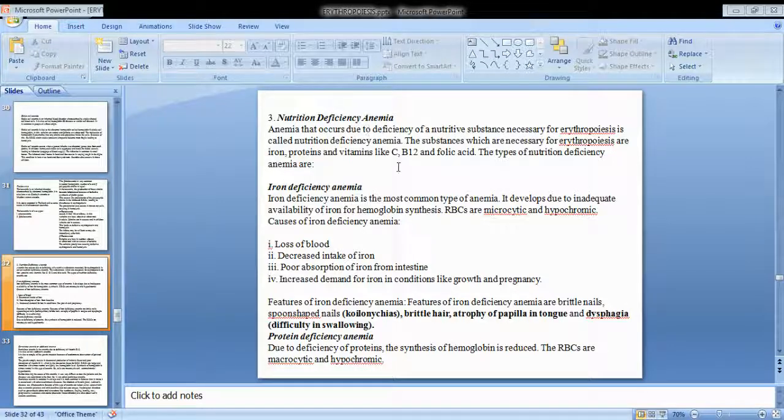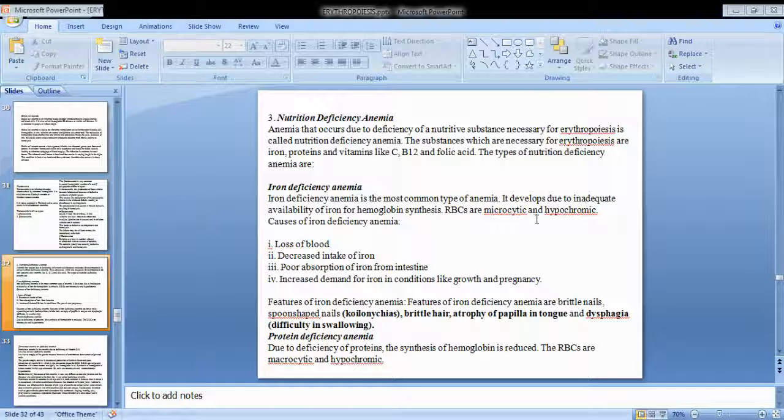Next is nutrition deficiency anemia. In this, the process of erythropoiesis, formation and production of RBC, gets affected because of the deficiency of nutritive food, that is iron, protein, vitamins like C, B12 and folic acid. When these substances are absent or lesser in the food, it will lead to nutrition related deficiency anemia. One example is iron deficiency anemia. The availability of iron for hemoglobin synthesis is absent because of inadequate iron supply in the food.